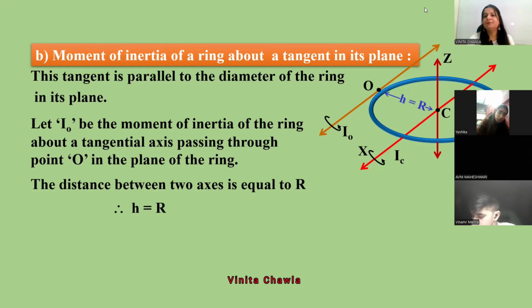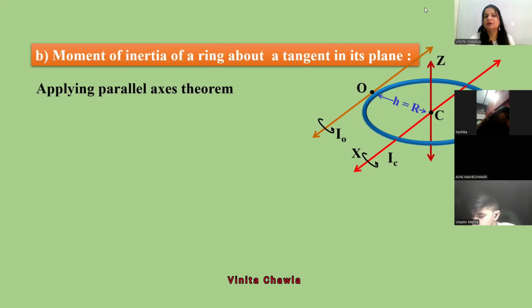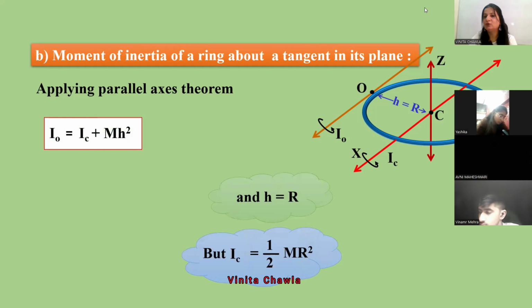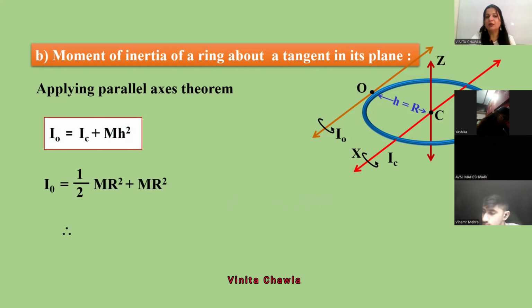Now tell me, moment of inertia about the axis which passes through the center, and it is the diameter, then moment of inertia is mr square by 2, right? So IC is mr square by 2, and just put the values here. It's mr square by 2 plus mr square. So the answer is 3 by 2 mr square.